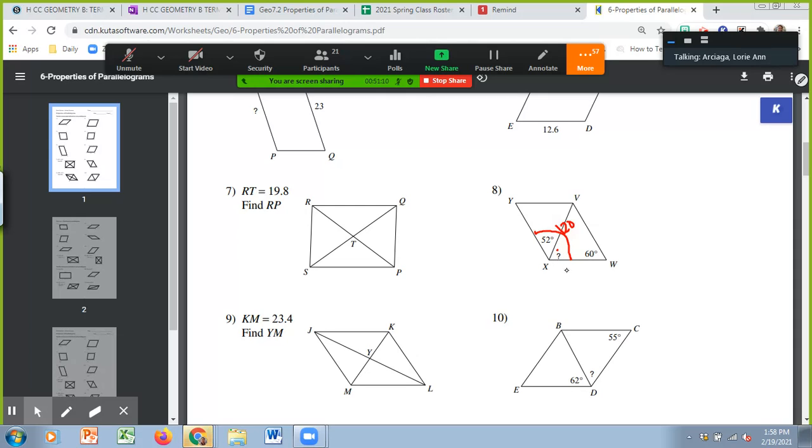68? Isn't that too much? Oh wait, 120. Oh yeah, you're right. I was wrong. I was doing it wrong. My bad. Yeah, it's 68. So 120 minus 52. Like I told you to subtract one from the other, and then in my head I was adding it. I was like, duh. Okay. All right.